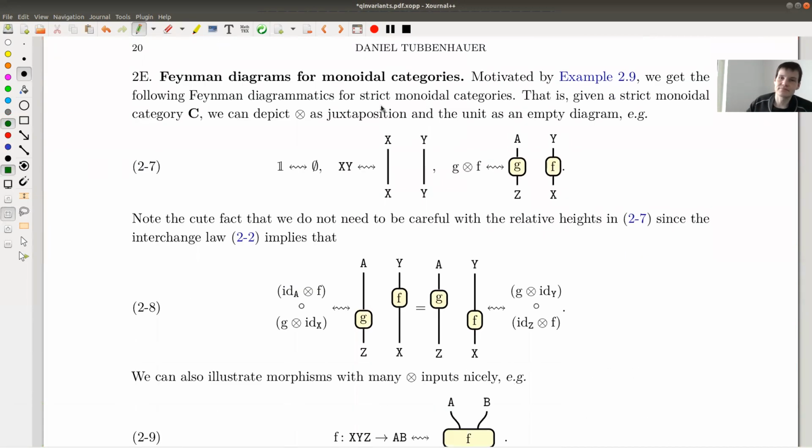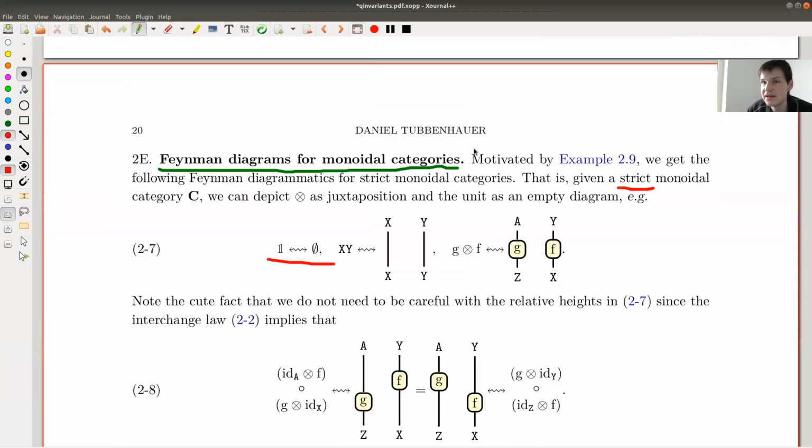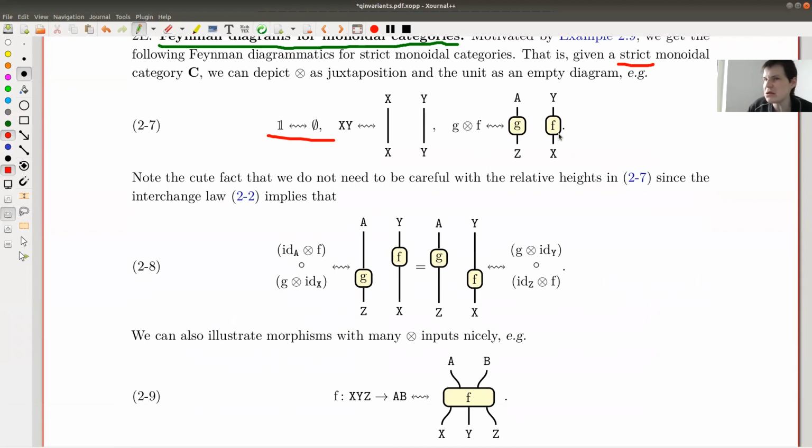Anyway, let's do some diagrammatics. This was a mouthful. So, Feynman diagrams for monoidal categories. This is how it works. Strictly speaking, it's only for strict monoidal categories. In some sense, it doesn't matter because there will be the strictification theorem. But keep that in mind. If you ever run into the problem that something doesn't work, it might be that you're actually in a non-strict category.